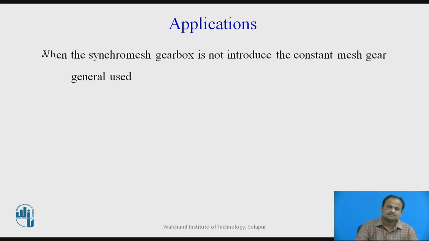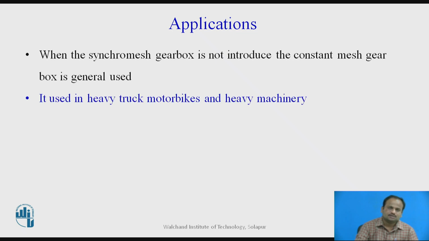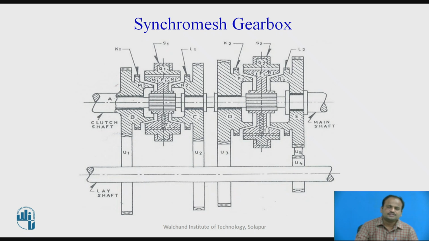Applications. Where the synchromesh gearbox is not introduced, the constant mesh gearbox is generally used. It is used in heavy trucks, motorbikes and heavy machinery. Next, in Ford vehicles, the synchromesh gearbox. You can see the synchromesh in this particular figure.